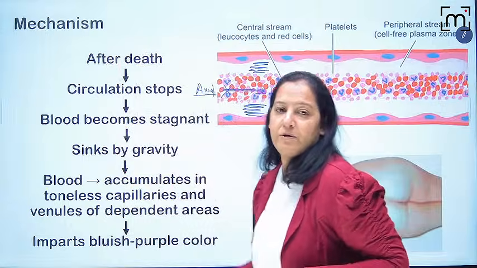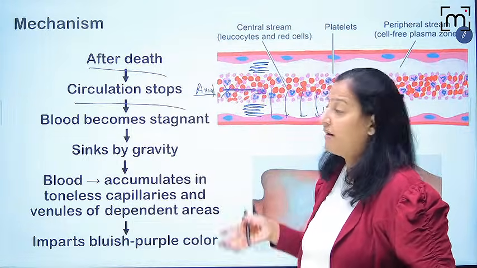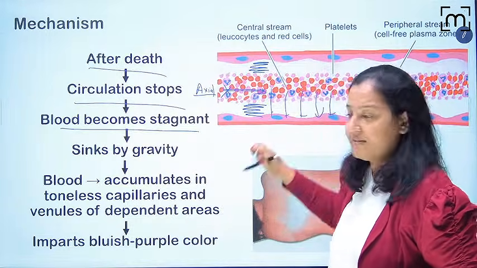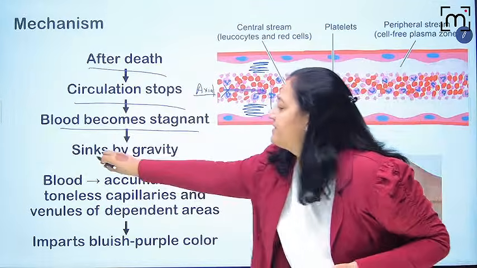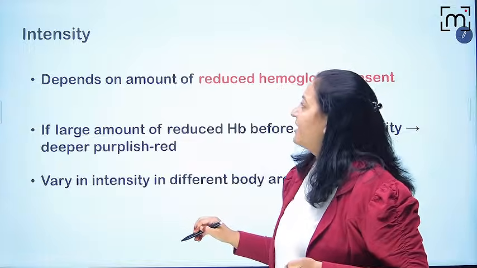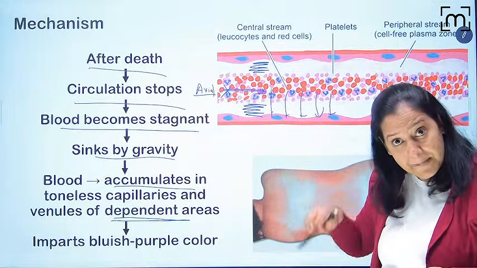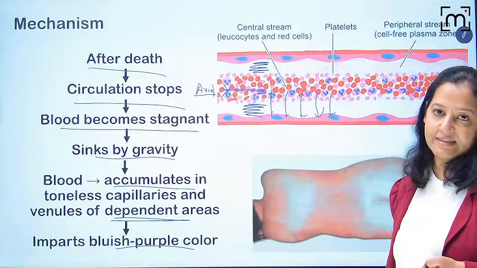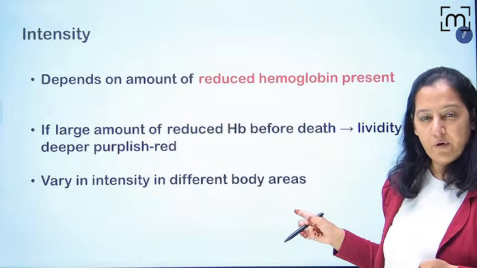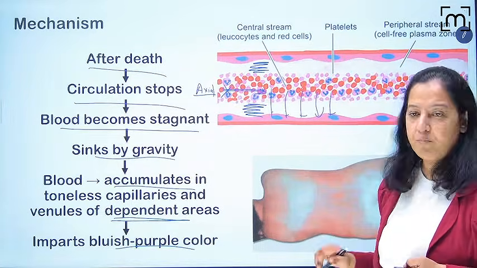So this is how you should be able to explain. After death, circulation stops. Obviously, as soon as death occurs, circulation stops. Blood becomes stagnant. Blood flow will stop. It will sink by gravity. The gravity will attract it. All will fall down, and it will accumulate in the dependent areas, and on the dependent areas, there is bluish purple discoloration. I hope everyone got it. Give me a thumbs up. You got the mechanism? This is known as postmortem lividity, and this leads to postmortem lividity.